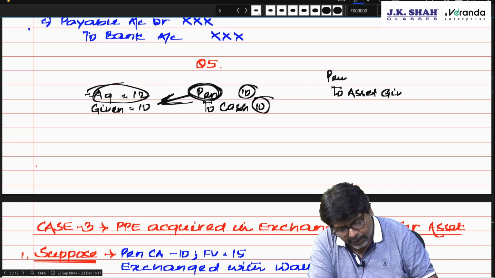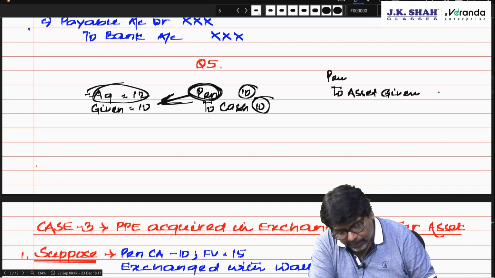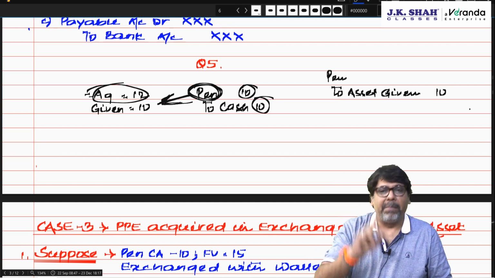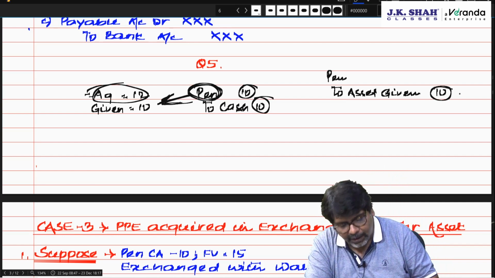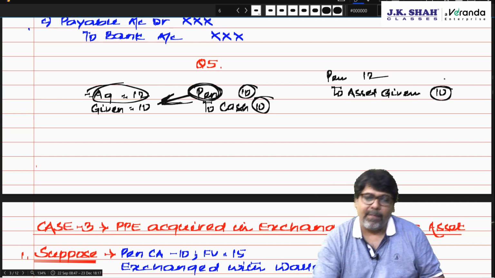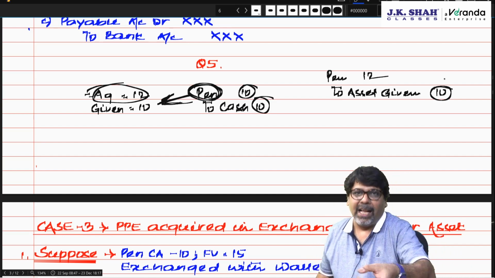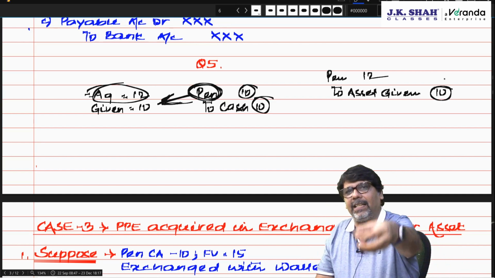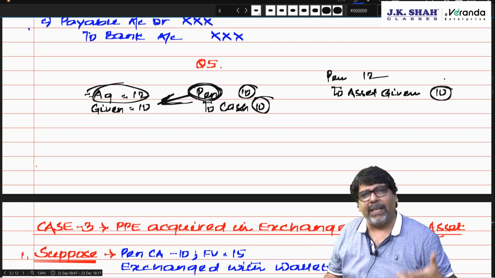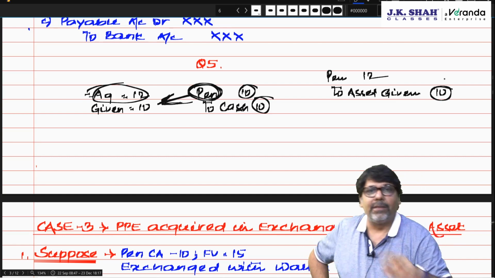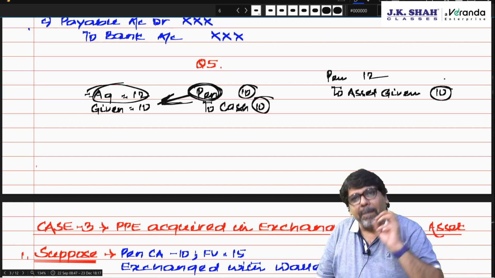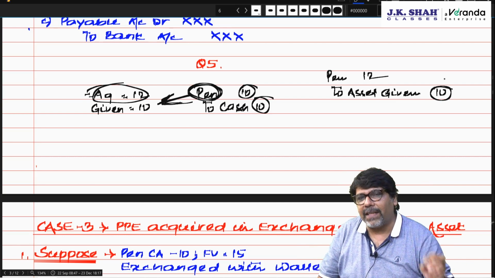given up. Suppose chartered asset given up ka carrying amount is 10 rupees. But if I sell that asset in the market, I'll get 12 rupees. So fair value of asset given up is how much? 12. So I'll record asset at 12. Correct? No? Use common sense. I am giving you an asset and against that I am taking pen. So I will assume that pen is worth the fair value of asset which I have given. Correct? No? Are you understanding? Pen is worth the fair value of asset given.